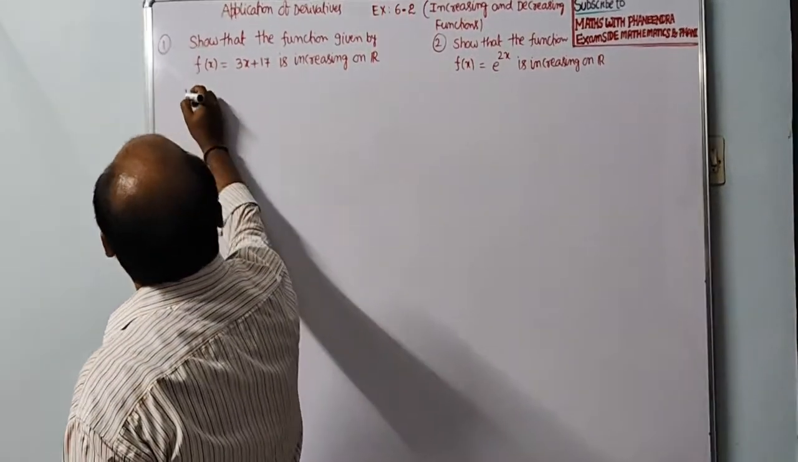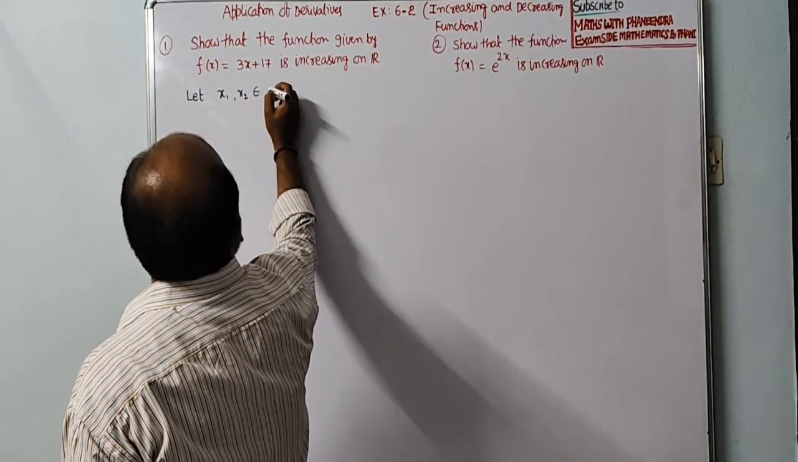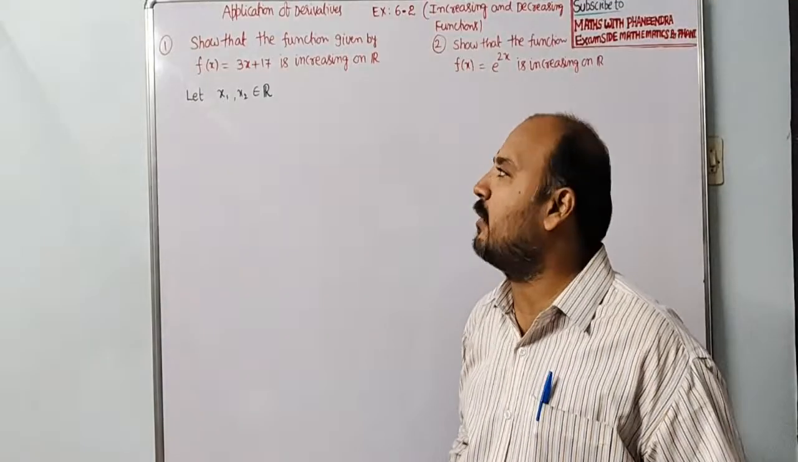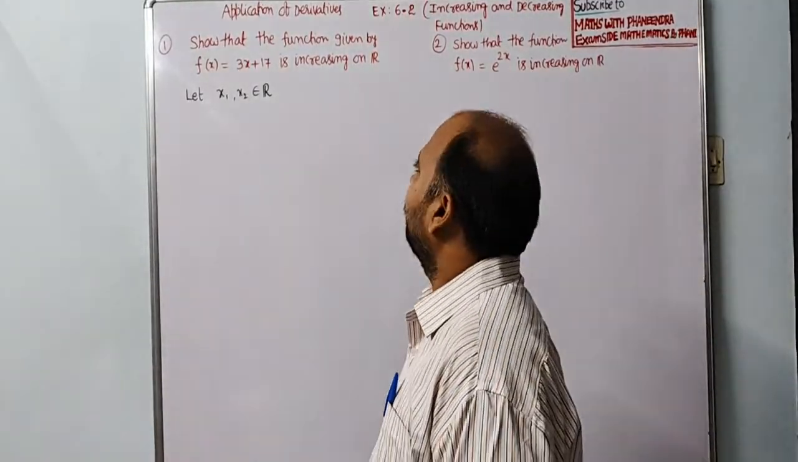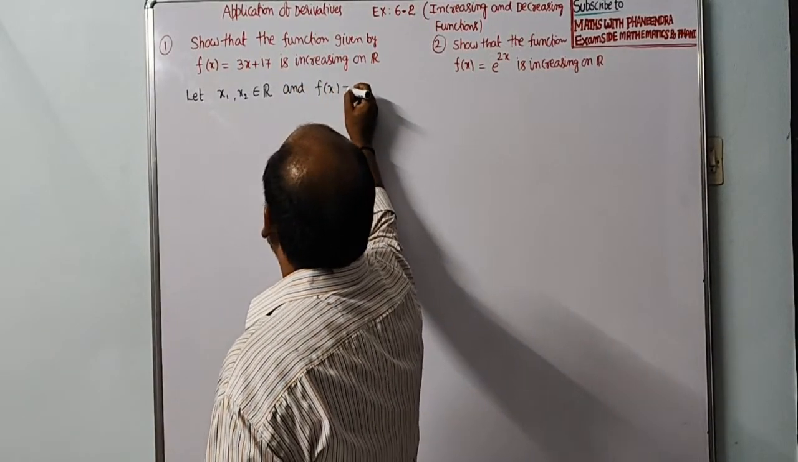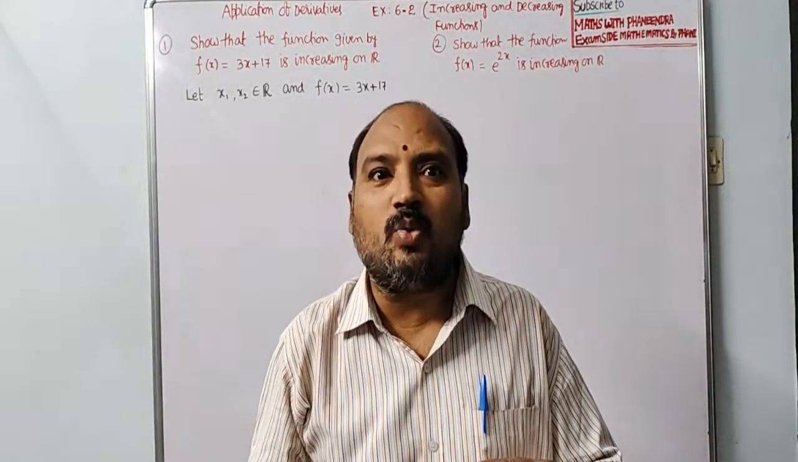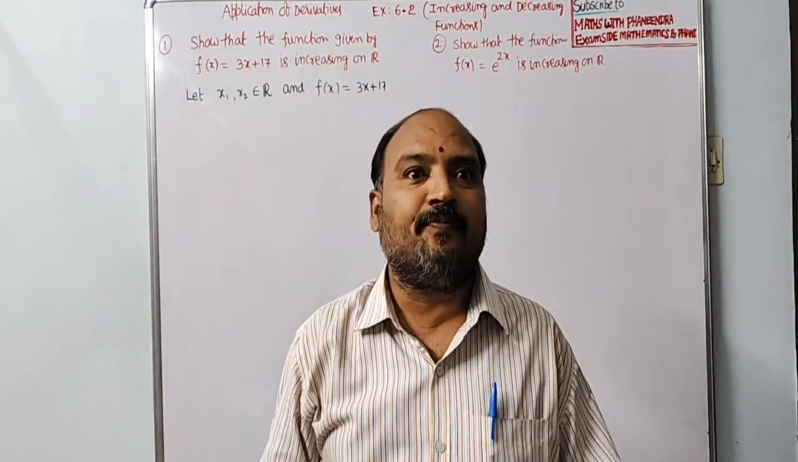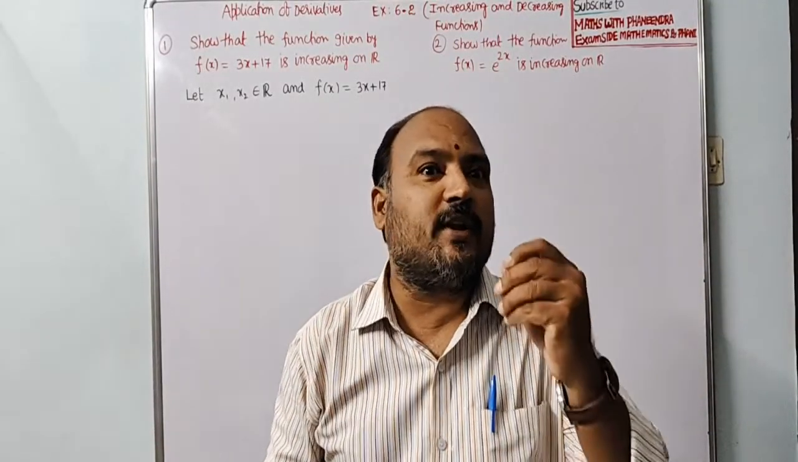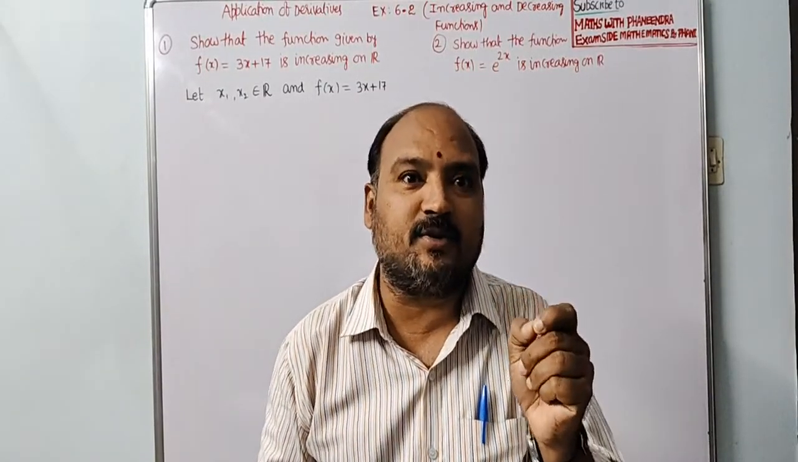Let x1, x2 belong to the interval, meaning R here. You have to consider x1, x2 belongs to R, and f of x is given by 3x plus 17. To prove the function is increasing, you need x1 is less than x2 implies f of x1 is less than f of x2. If you prove that, this is the definition of an increasing function, dear students.